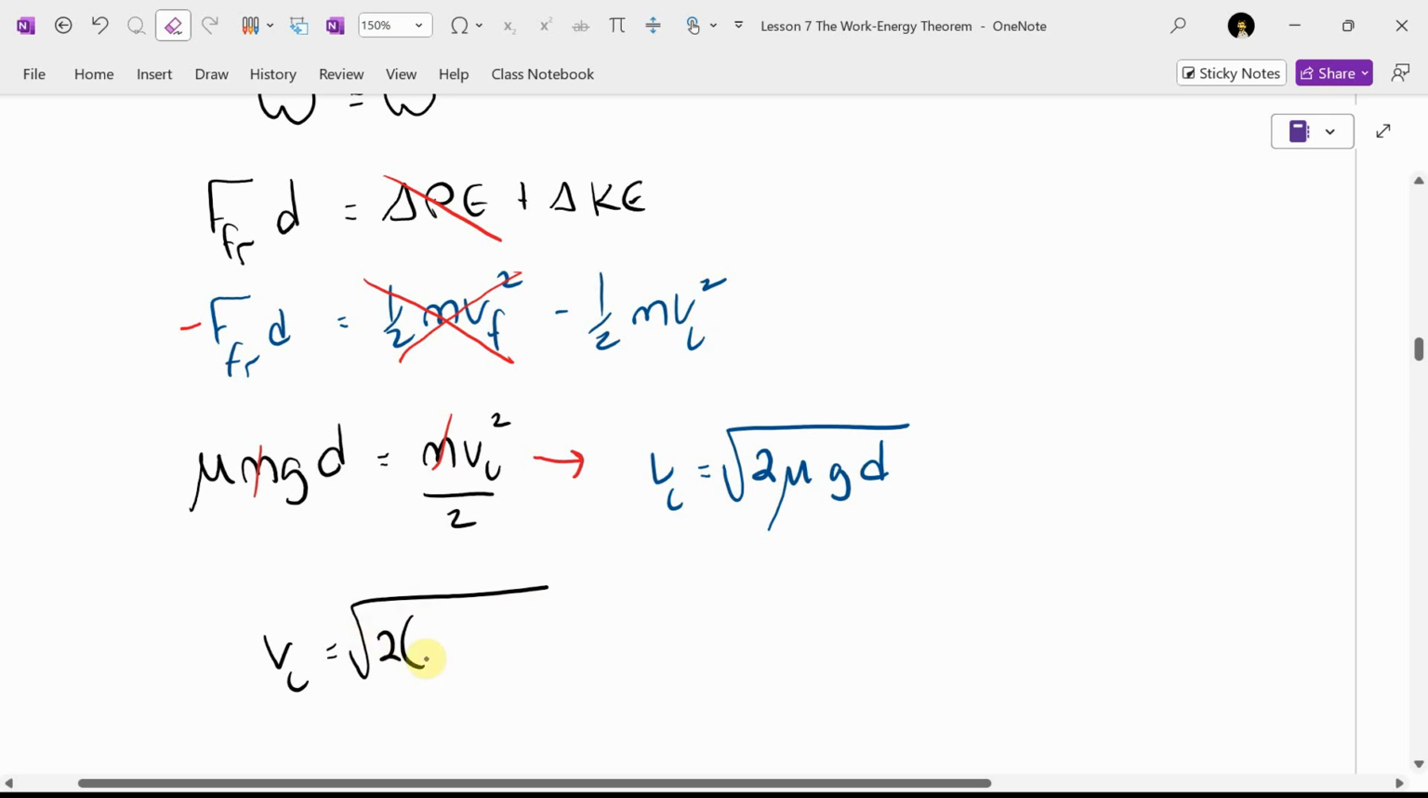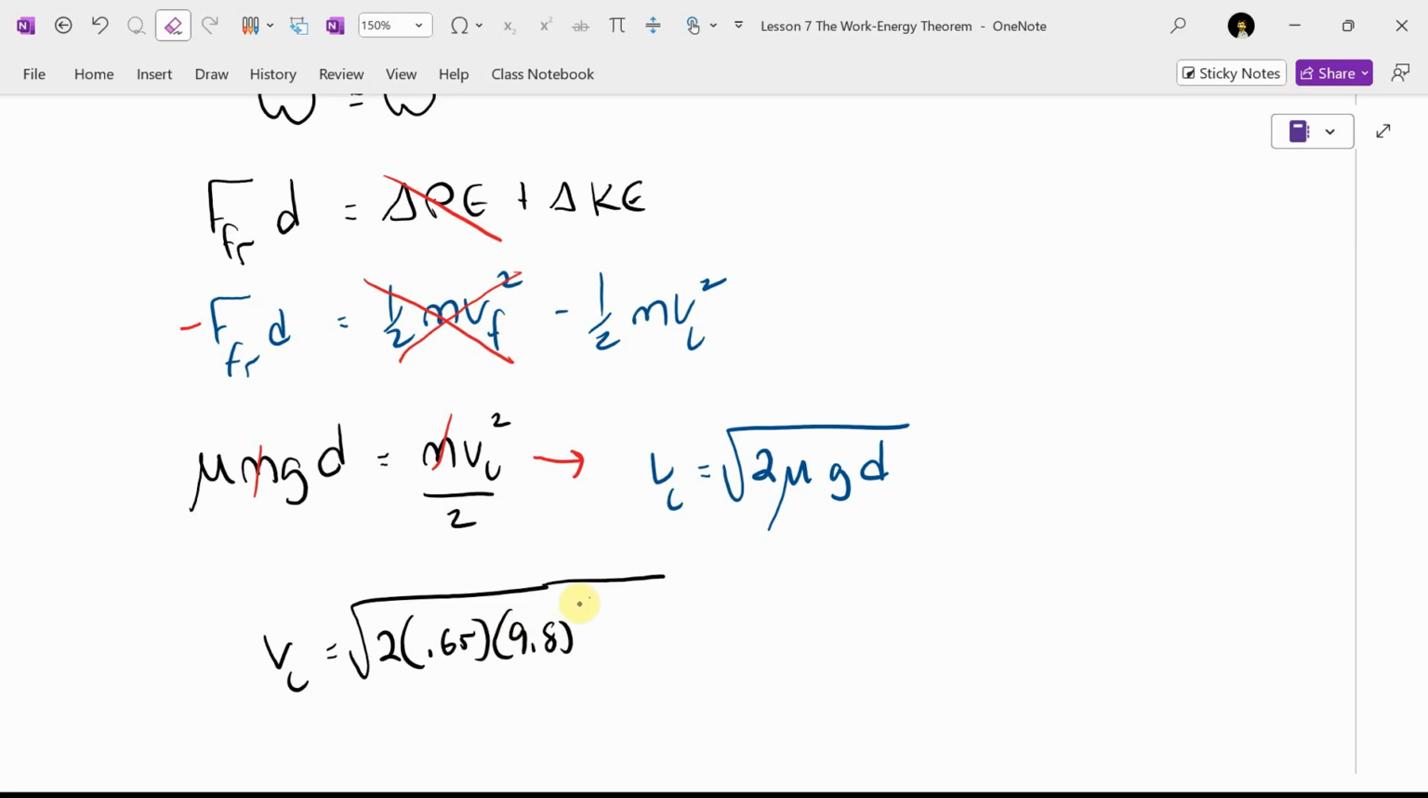I've scrolled down. What was the coefficient of friction? 0.65. Gravity, I know, is 9.8. What was the distance stopping? 49. How fast was this driver going when they started to skid? Oh, and what'd you get? 25? Anybody else? 0.9 what? Oh, okay, so really close to 25. So I'm going to write 25 meters per second.